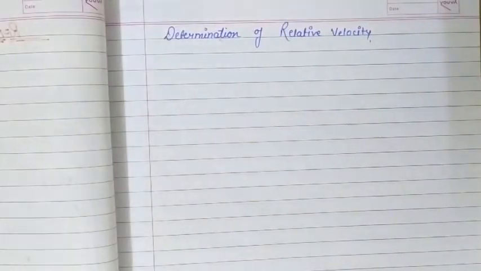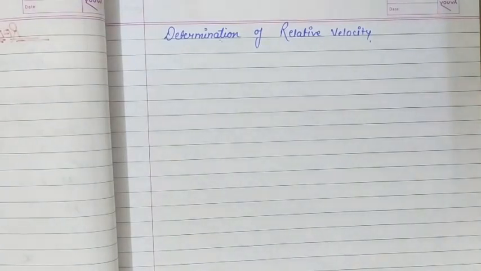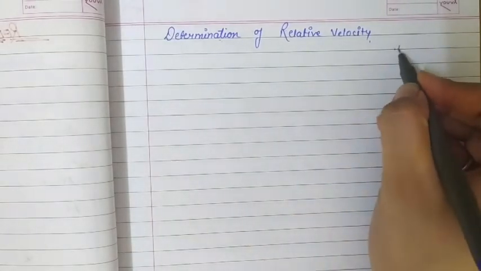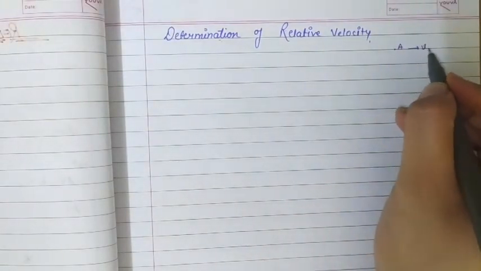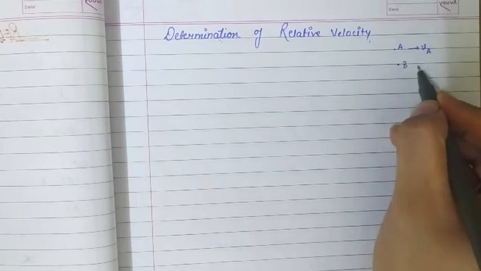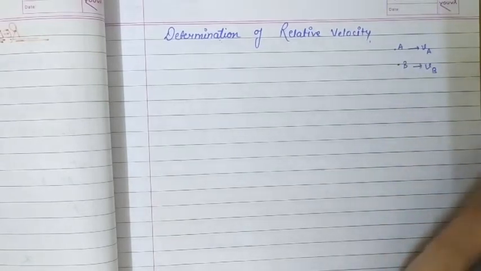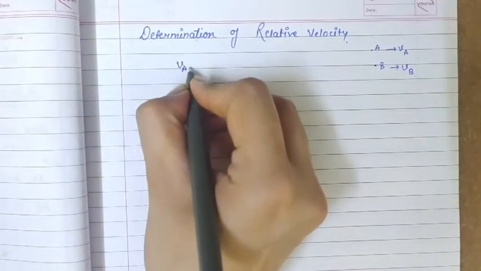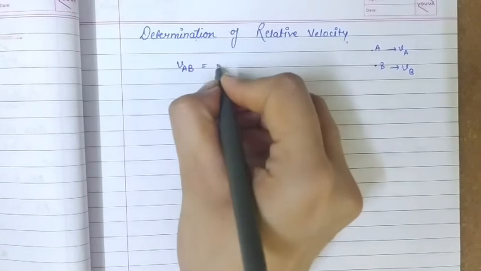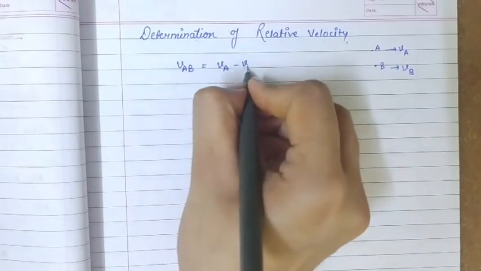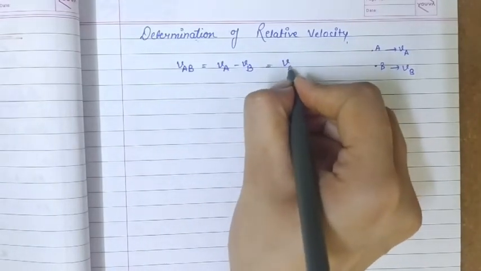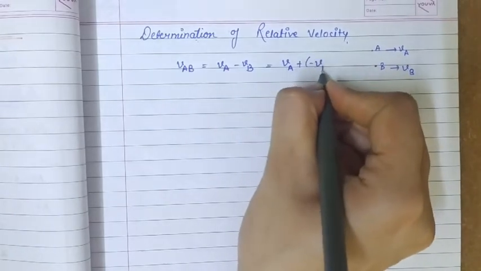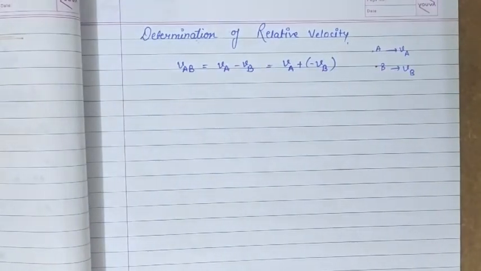So after this, let's move to the third section of our video, that is the determination of relative velocity. For that, we know if we have two objects, object A with some velocity VA and object B with some velocity VB, and we want to find the relative velocity of A with respect to B, that means VAB, then it is equal to VA minus VB, or we can write it as VA plus minus VB. This is how it works till now.